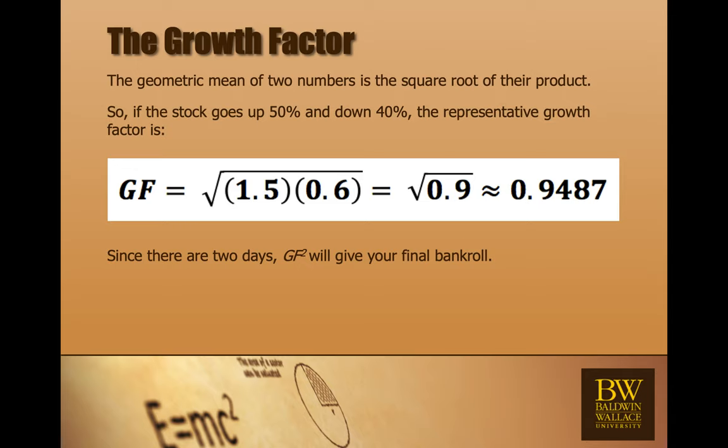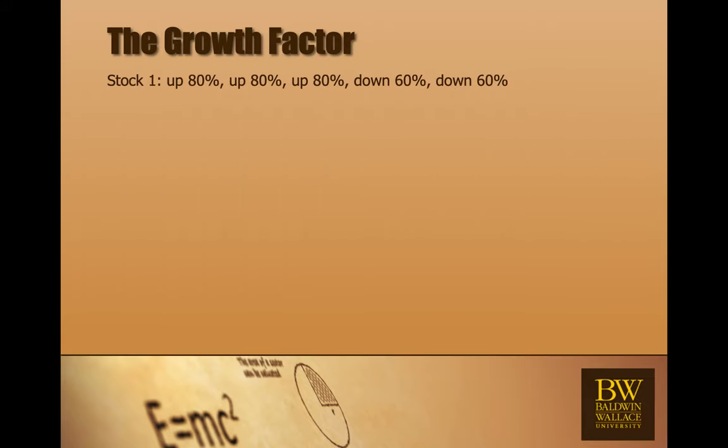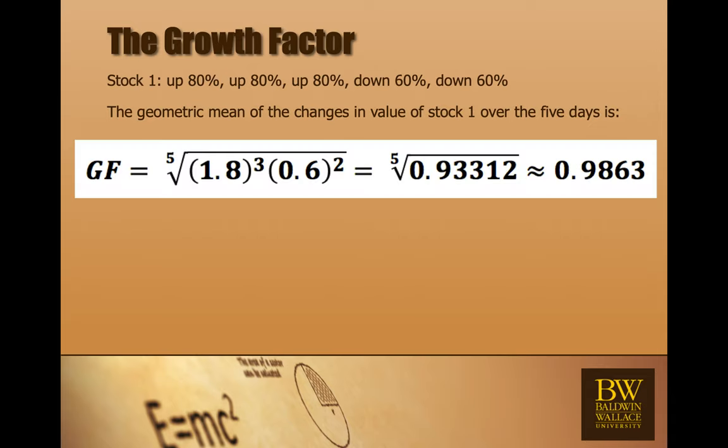After 3 days, you cube it. Now, the second example we considered, with the 1 week of stock value. Stock one goes up 80, up 80, up 80, down 60, down 60. If we get the geometric mean of those five changes, we have 3 1.8s, 2 0.6s. We take the fifth root of that, and we get the fifth root of 0.93312, which is the final bankroll.